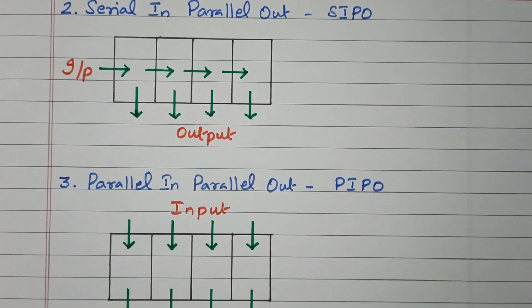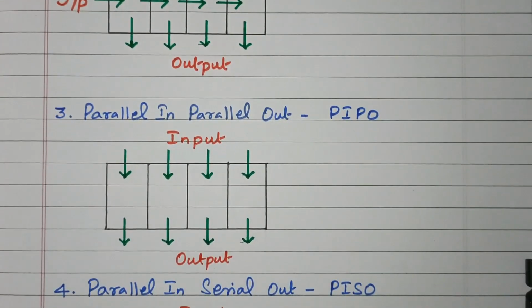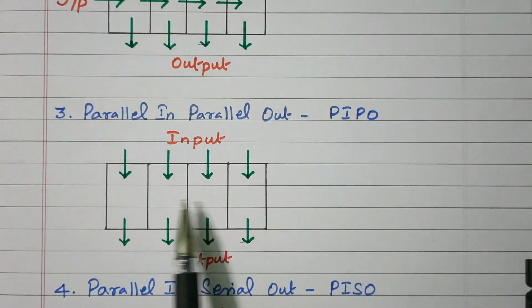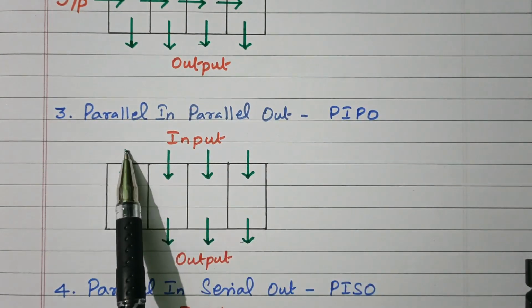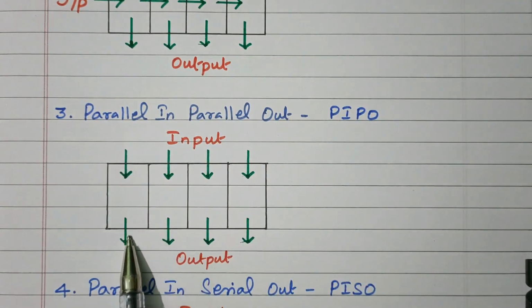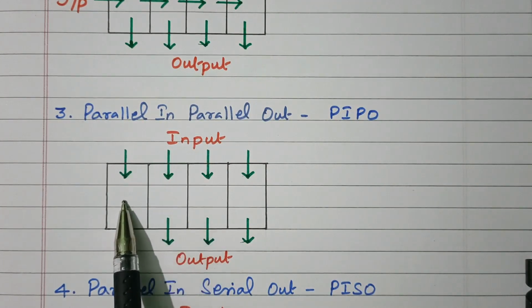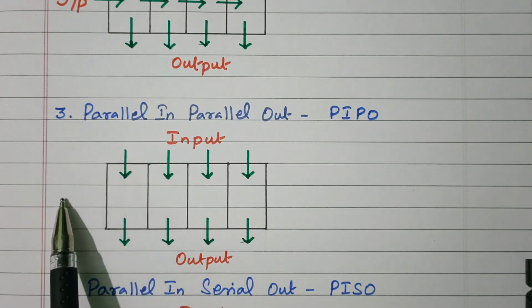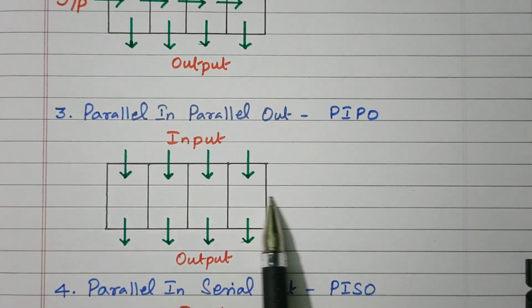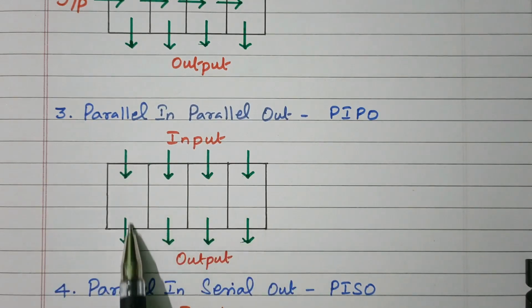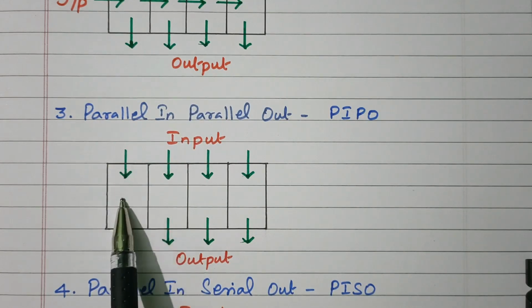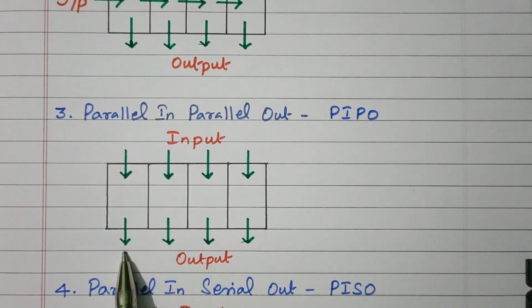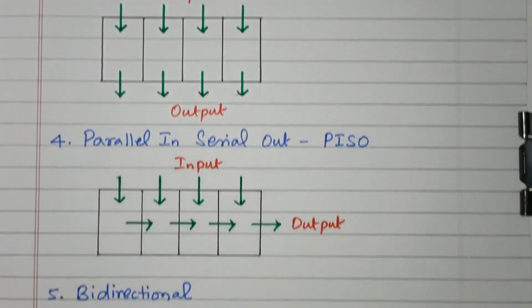Right. Then the third type, parallel in and parallel out, PIPO. So data is given in parallel and data is taken in parallel also. These boxes refer to the register, flip-flops. So earlier we gave serial in, serial out. The second type, serial in, parallel out. This is parallel in, parallel out. Data is given parallelly and data is taken also parallelly, PIPO. Next one, parallel in, serial out.